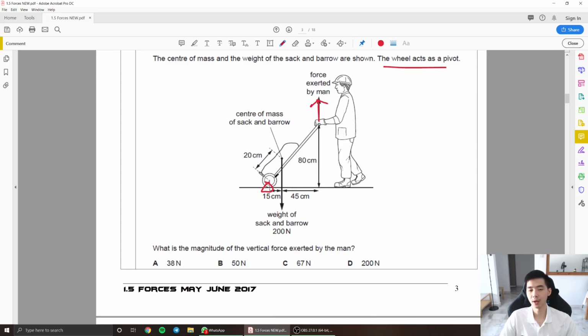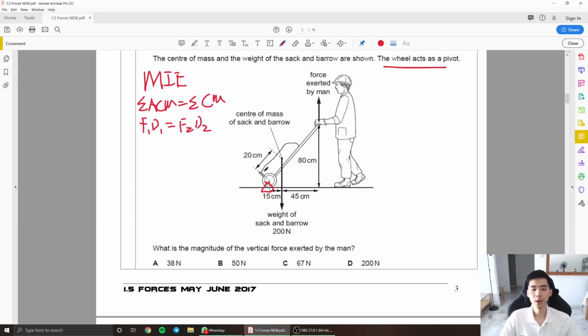Now, I do want to highlight these kinds of questions in your IGCSEs. You see that they give you a lot of random information, right? From here, first things first, you have to understand that this is definitely moments in equilibrium, right? Which states that yet again, the total anti-clockwise moment must be equal to the total clockwise moment. From here, it's obviously going to be F1D1 equals F2D2.